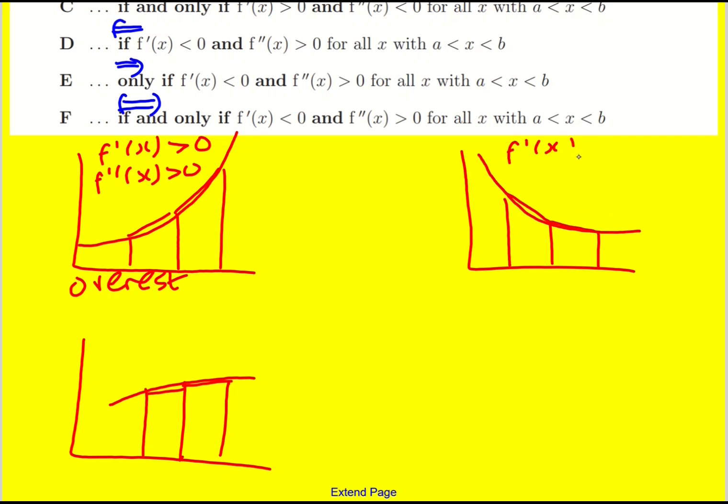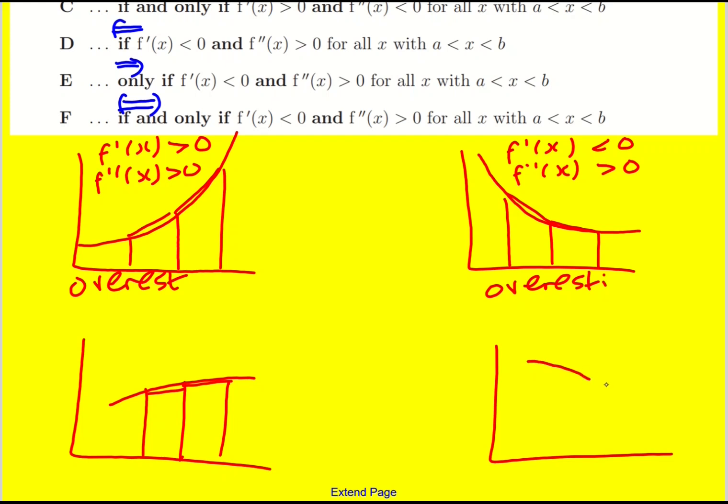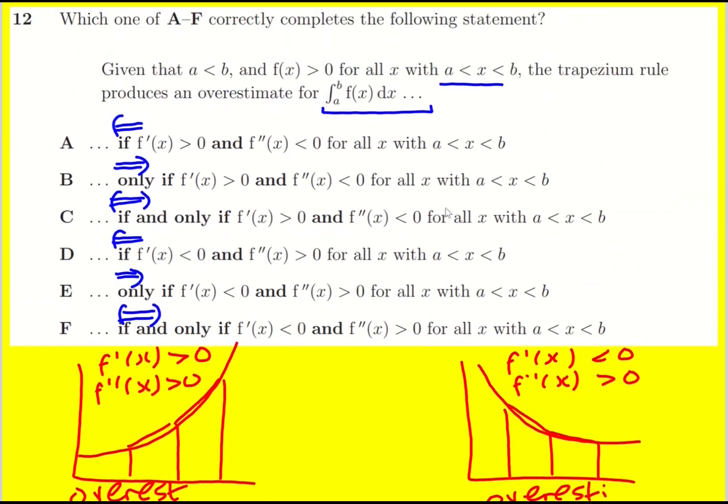So f dash x less than 0, but f double dash x greater than 0 will give an overestimate. As opposed to a decreasing function where the second derivative is also less than 0 because the gradient is decreasing. So for this, I would get an underestimate. Okay, so we've got a bit of a feel for it.